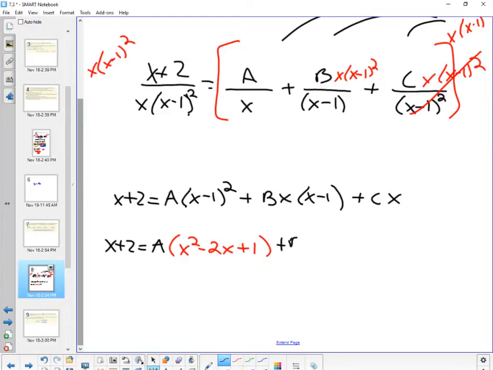plus bx squared minus bx plus c, plus cx. I'll use my green. This got foiled, so that one got foiled and the other one got... I only foiled this piece of it. Okay? Did that help?